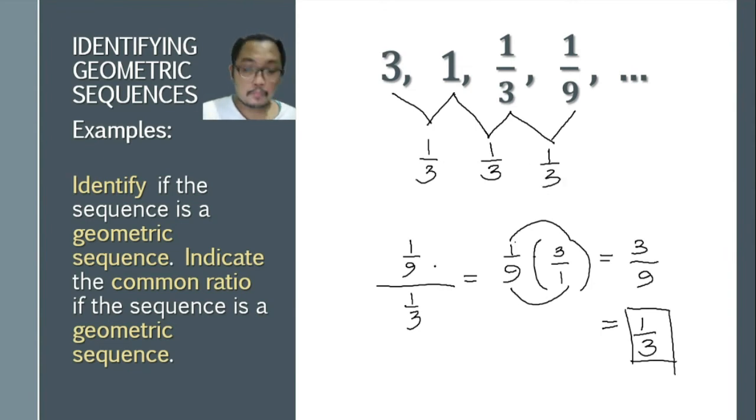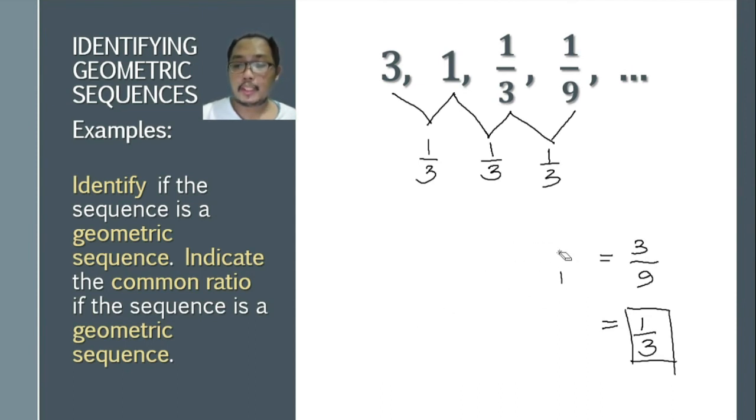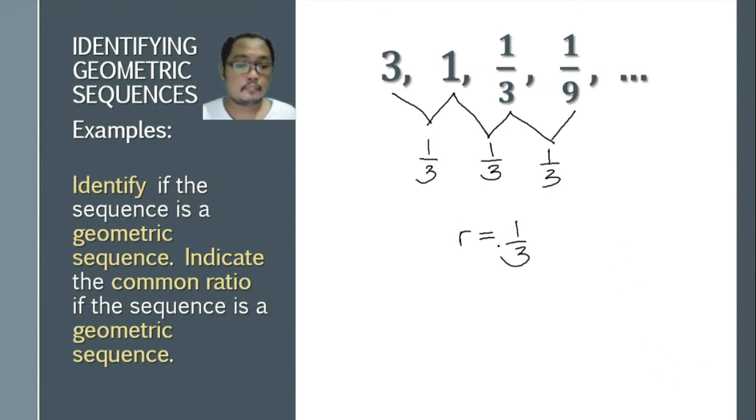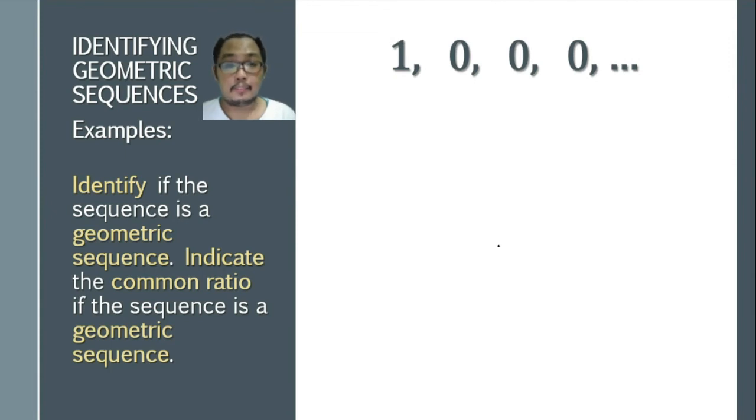Since we all have these numbers to be the same, therefore, we have a common ratio. And this is an example of a geometric sequence. And now let us proceed with the next.